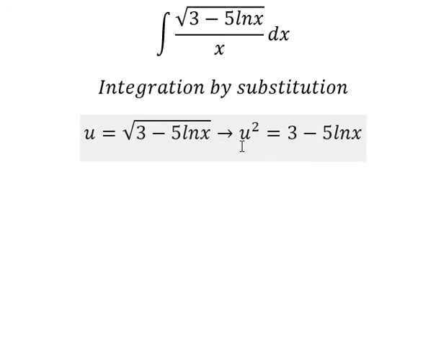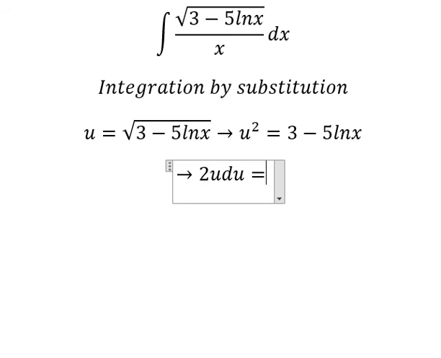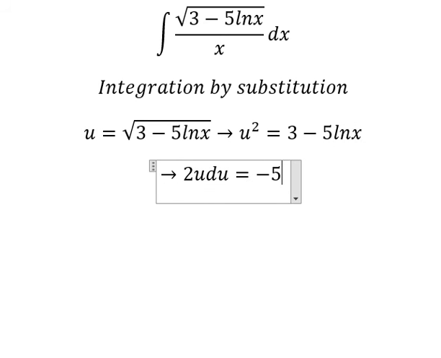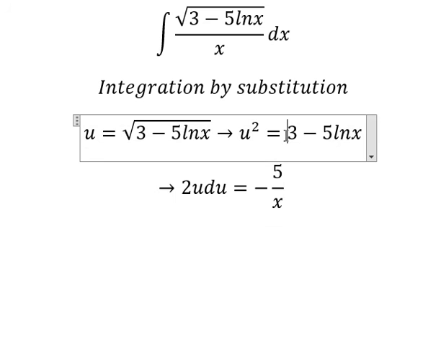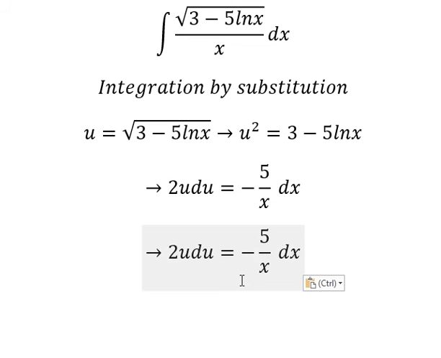Next, we need to first take the derivative of both sides. This one we have 2u du. This one we have 1 over s with negative 5 in here. This one is the constant, so you get 0. Because we don't have negative 5 in here, we divide both sides by negative 5.